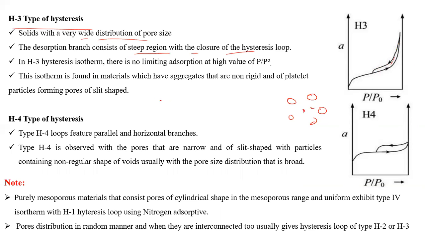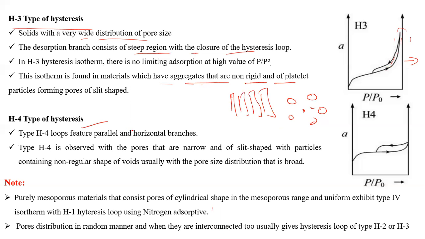So this kind of hysteresis or isotherm is found in material having aggregates that are non-rigid and platelet particles forming slit shape. इस तरह अगर आपके slit shaped pores हैं, वहां पे इस टाइप के आपको hysteresis loop बनेंगे. और यहाँ पे saturation point भी नहीं आ रहा है, यहाँ पे आके आपका hysteresis loop बिल्कुल बंद हो रहा है.